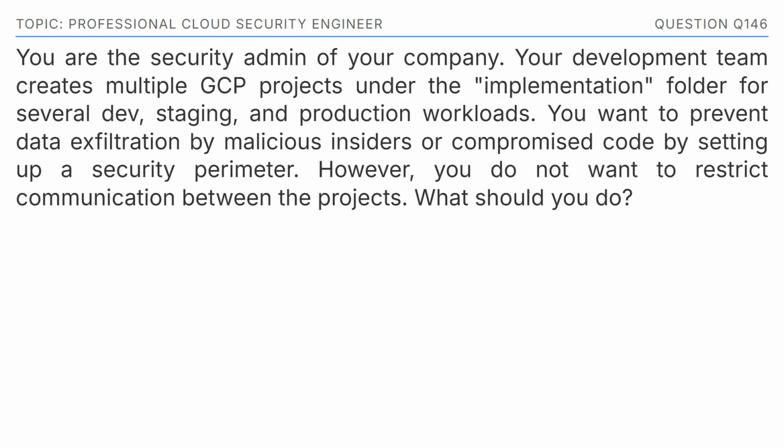You are the security admin of your company. Your development team creates multiple GCP projects under the implementation folder for several dev, staging, and production workloads. You want to prevent data exfiltration by malicious insiders or compromised code by setting up a security perimeter. However, you do not want to restrict communication between the projects. What should you do?